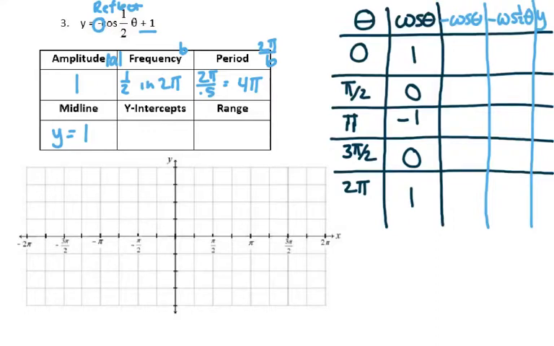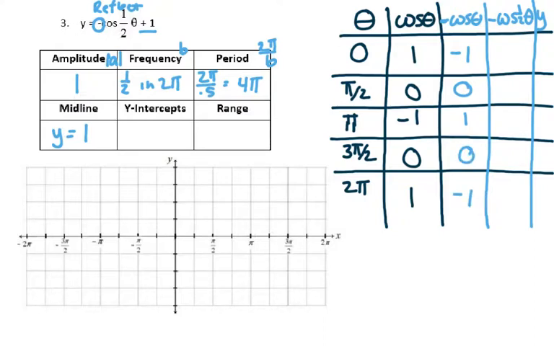So now that my table is drawn, I have my basic 5 key points here for a cosine function. The first part of my function I'm going to deal with is going to be that negative cosine theta. So that's going to reflect each of my points over the x-axis. So that means that my point 0, 1 will now become 0, negative 1. And then 0, positive 1, 0, negative 1.